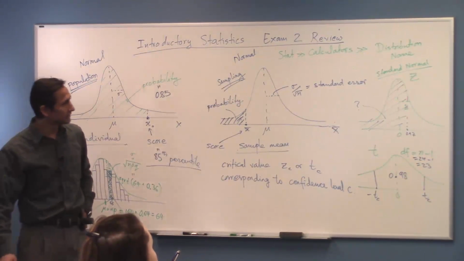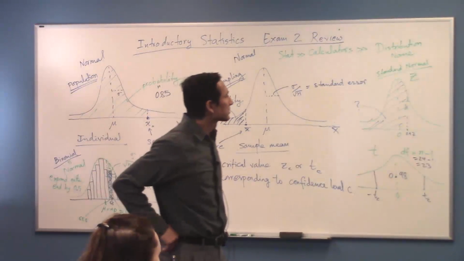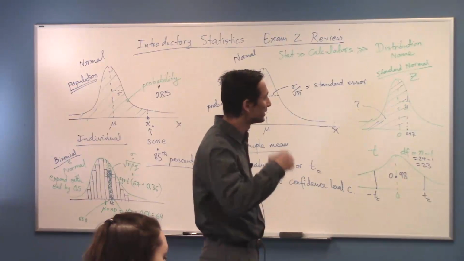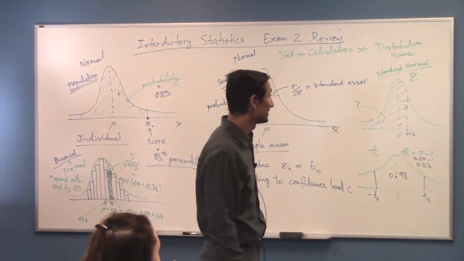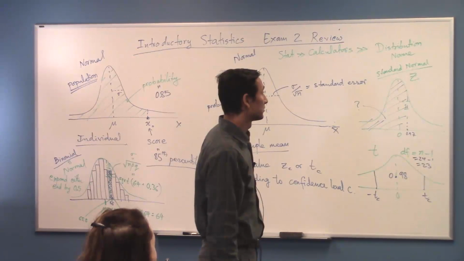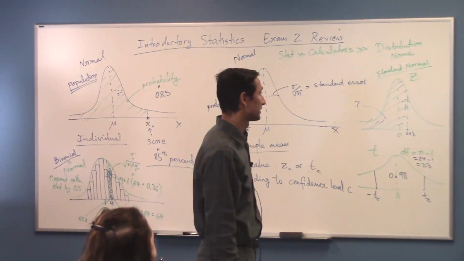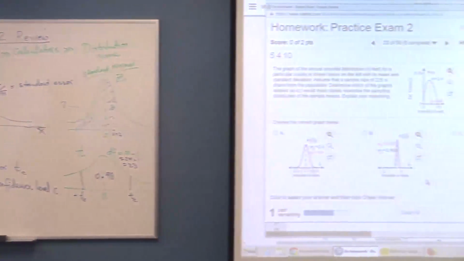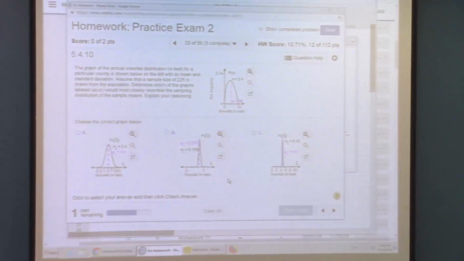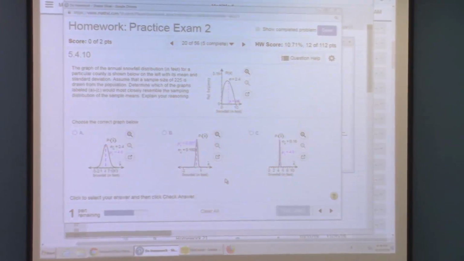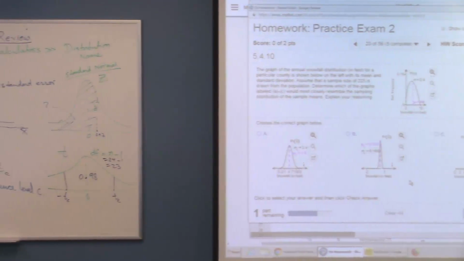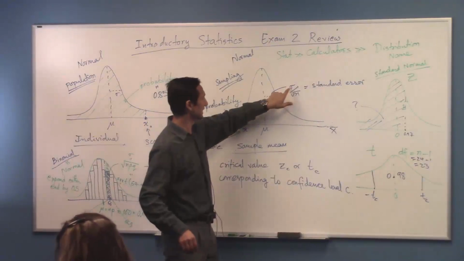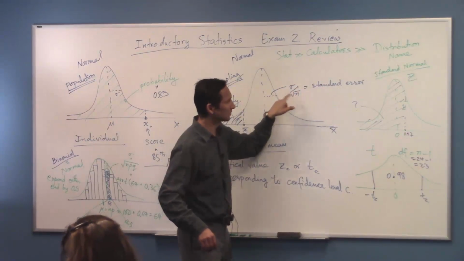Let's look at this question here. The graph of the annual snowfall distribution for a particular county is shown below on the left with its mean and standard deviation. Assume that a sample size of 225 is drawn from the population. Determine which of the graphs would most closely resemble the sampling distribution. See, this is the sampling, right? Sampling distribution has standard error as its standard deviation. Population had just standard deviation. Sampling has standard deviation divided by square root of n.